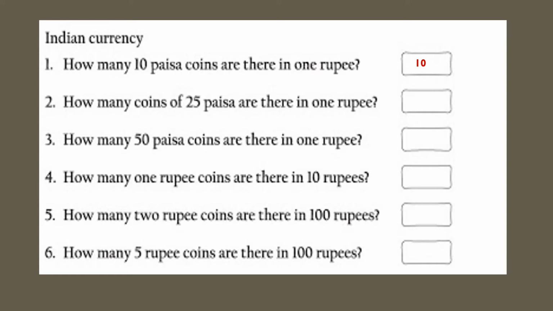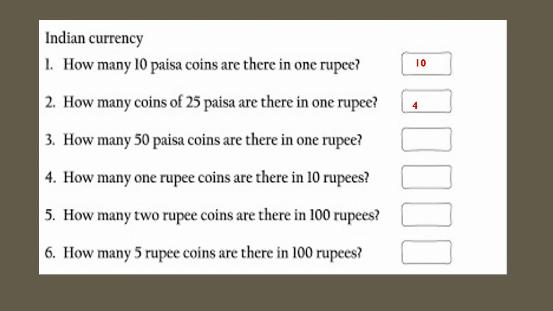Now the second question, how many coins of 25 paisa are there in 1 rupee? That means this time you have to bring 25 paisa that makes 1 rupee. So how many 25 paisas will be there? Again divide 100 by 25. Your dividend will be 100 and your divisor will be 25. So you will find 4. You multiply 25 with 4, you will get 100 paisa. That will make 1 rupee, as 1 rupee has 100 paisa.